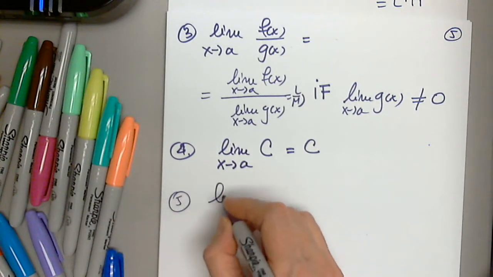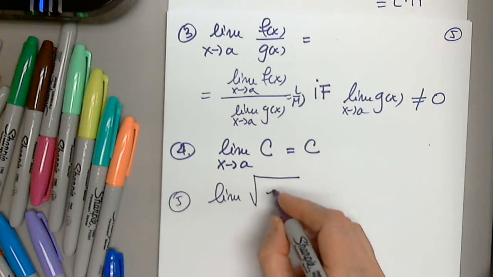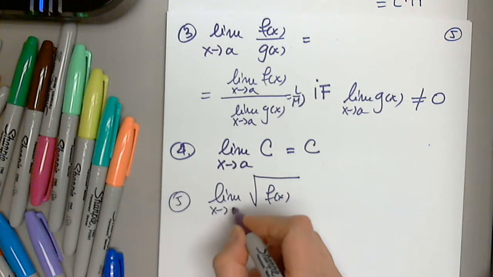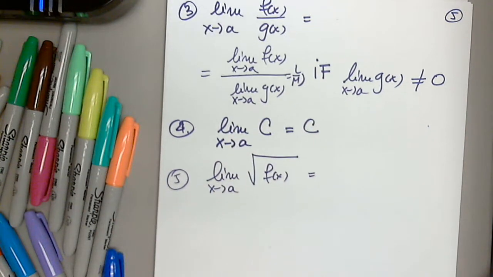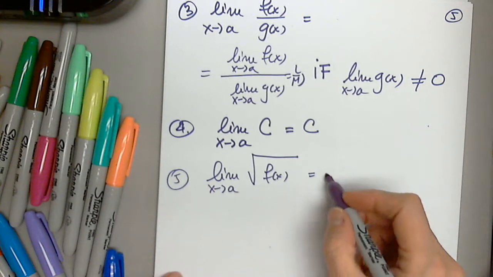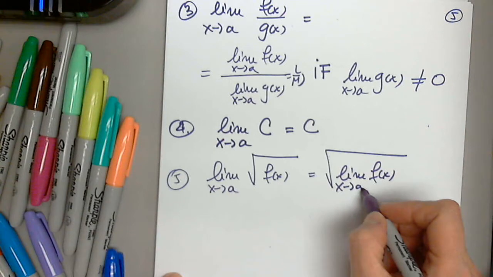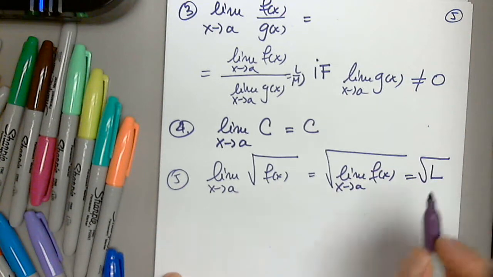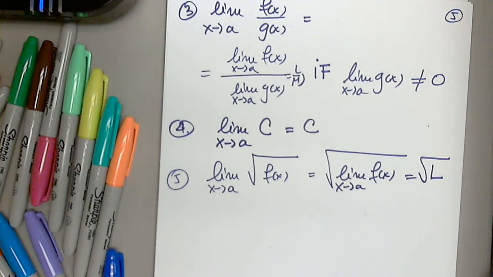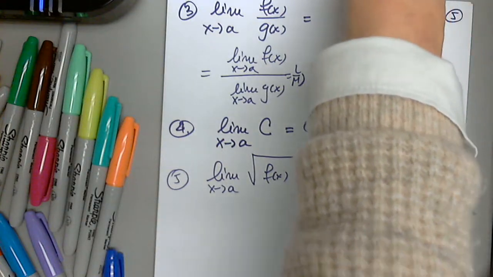Number 5, let's say the limit of the square root of f of x as x approaches a. What do you think about this one? The square root of the limit, exactly. This will be the square root of the limit of f of x as x approaches a, of course, the square root of L. Absolutely. Well done.